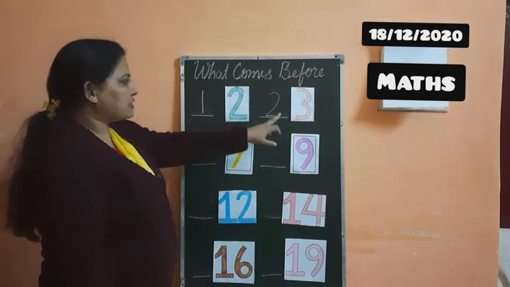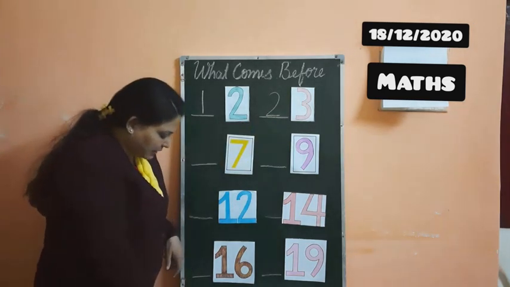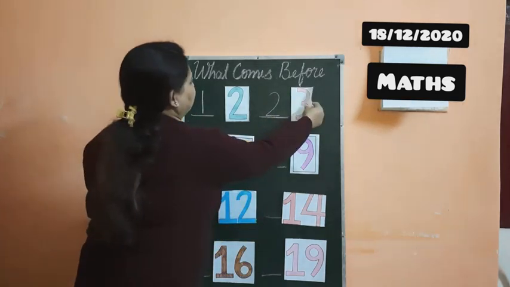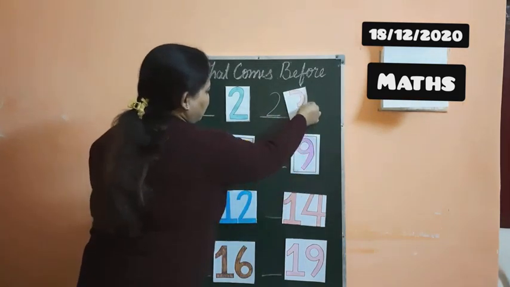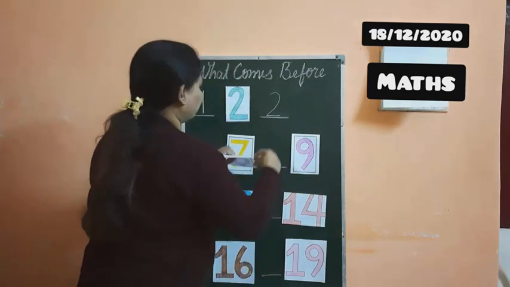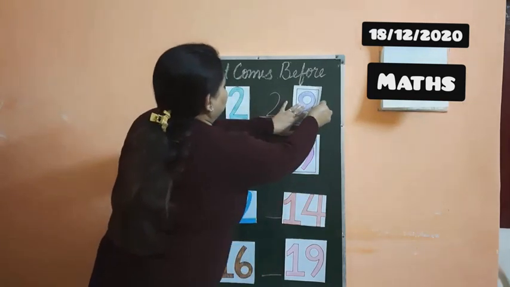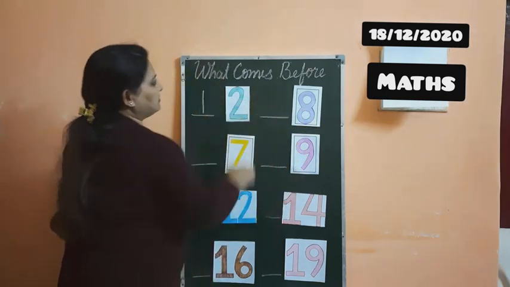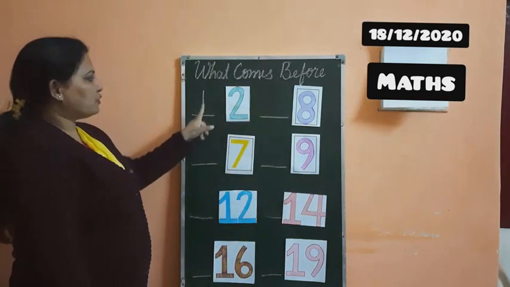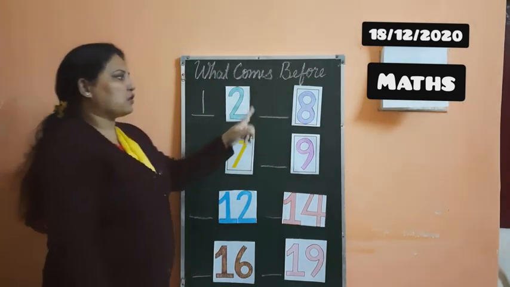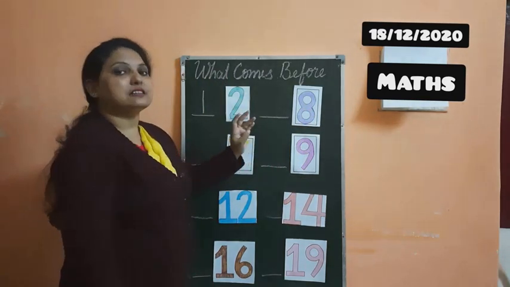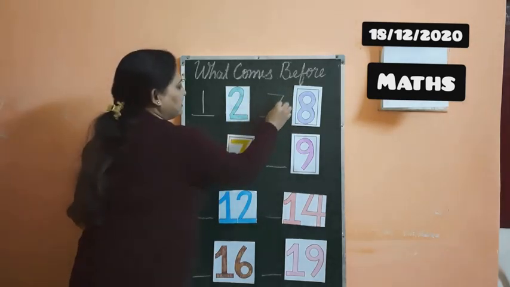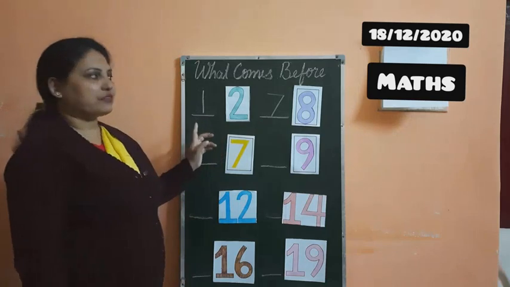Now I will remove this number. I will take some other number here. I will take 8. If there is number 8, which number will come here? Again we will count 10, 9, 8. Which number will come? 7. So like this you will come to know the before number.